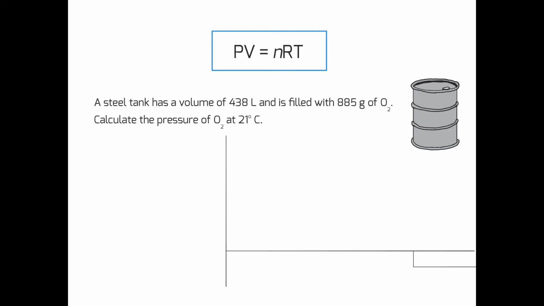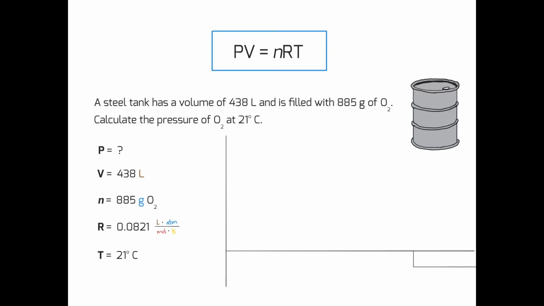So the first thing we want to do is write down all the information that we've been given. So they've told us that the tank has a volume of 438 liters, so we put 438 for our volume. They've said that we have 885 grams of O2, and this is not in moles, so we're going to have to convert it to moles, but for now we can write N equals 885 grams of O2. Our R here is a constant, so our R is 0.0821. And finally, they told us that our temperature is 21 degrees Celsius. And the pressure of the tank is what we're trying to find.